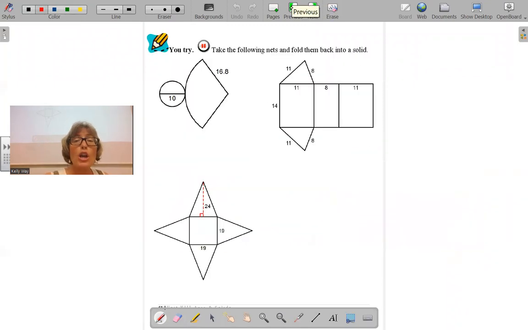You try these on your own. Fold them back into a cylinder, back into a solid on your own. Pause the video.